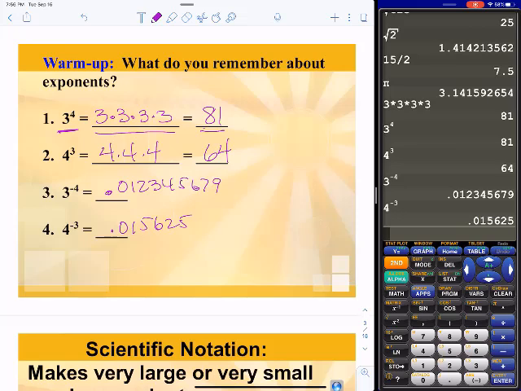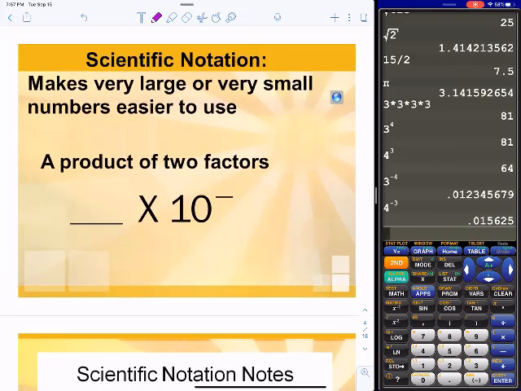Okay, now this is the first day of a 2-day lesson. Okay, so we're just going to go as far as we can go. I'm going to go about 15, 20 minutes, and then we'll stop, and then we'll finish up the next day with our assignment. Okay, so here we go. So scientific notation, we need to understand what that means. Okay, scientific notation is a way of writing numbers, and it makes very large numbers or very small numbers easier to use and easier to read.